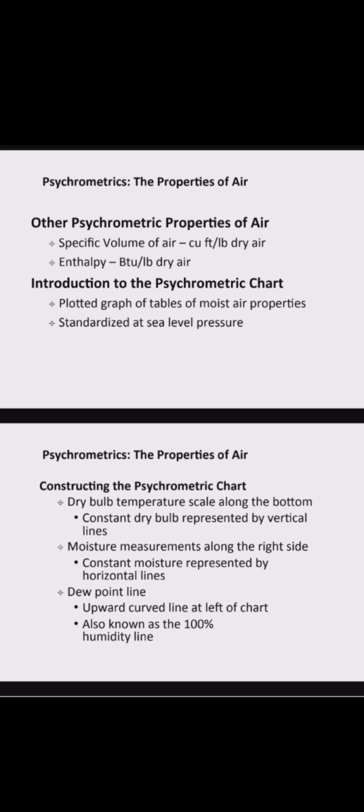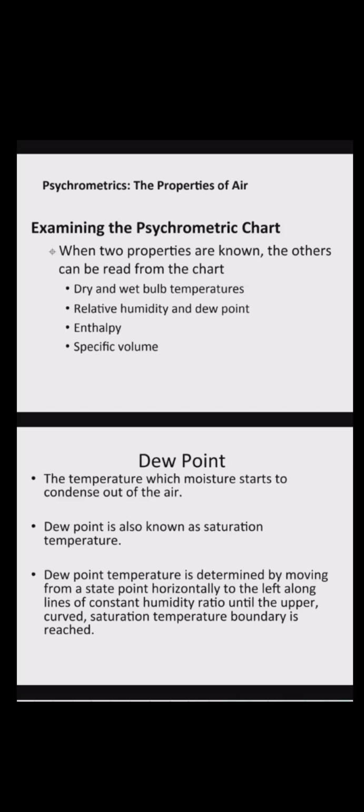Constructing the psychrometric chart, standardized at sea level pressure. Dry bulb temperature scale along the bottom. Constant dry bulb represented by vertical lines. Moisture measurements along the right side. Constant moisture represented by horizontal lines. Dew point line: upward curved line at left of chart, also known as the 100% humidity line.